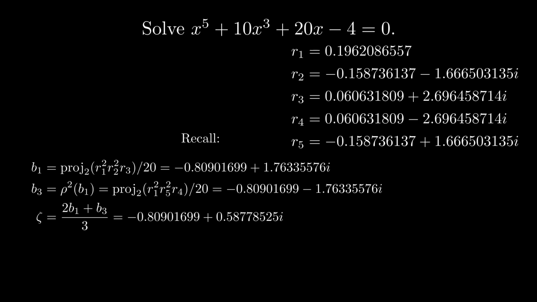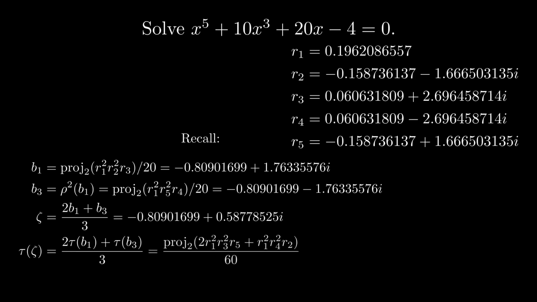And we need to know tau of zeta cubed, so we start with tau of zeta, being this combination of tau of b1 and tau of b3. We sidestep the values of those in terms of b2 and b4 and return to their definitions in terms of the r's, and evaluate it, and again, up to machine precision, we do get tau of zeta equals zeta squared. So tau of zeta cubed equals zeta squared cubed, which is zeta, like we wanted.